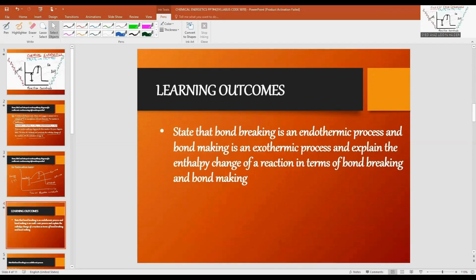Now let's see the learning outcomes of today's lesson. State that bond breaking is an endothermic process and bond making is an exothermic process, and explain the enthalpy change of a reaction in terms of bond breaking and bond making.